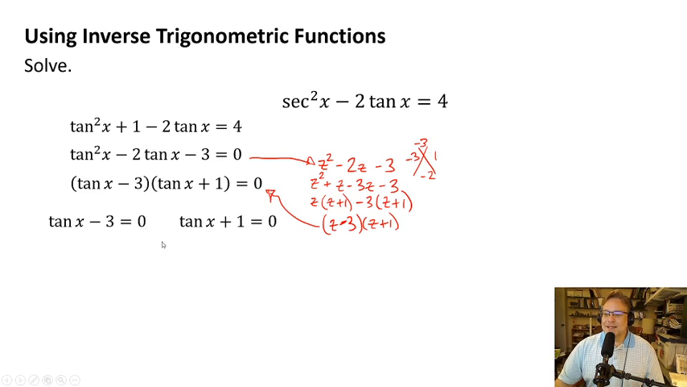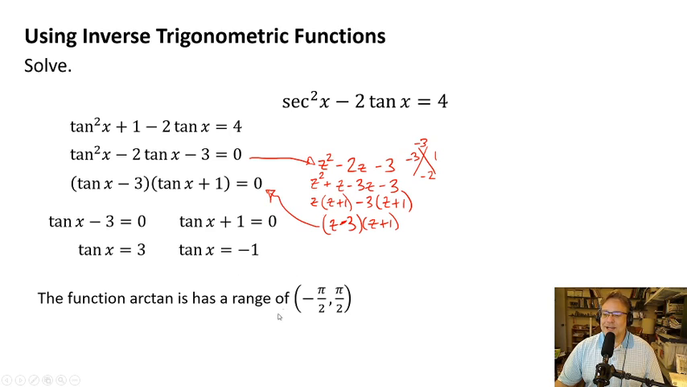From here we can split this up into two possibilities. Tangent of x minus 3 is equal to 0, or tangent of x plus 1 is equal to 0. So tangent of x is either equal to 3 or equal to negative 1.